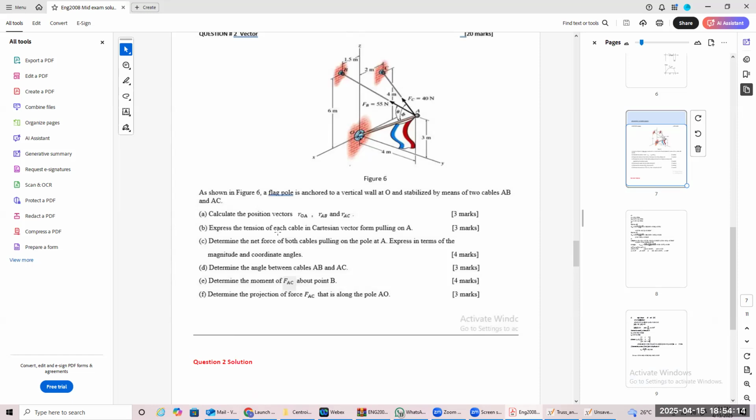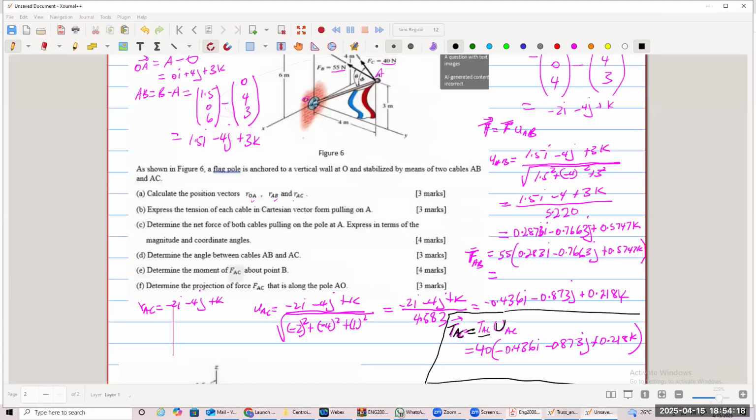Oh, why wasn't I seeing all of this on that question? Oh, I actually skipped it. We actually skipped it and were discussing other stuff. So it also asks you about the tension, the net force of both cables pulling on A.